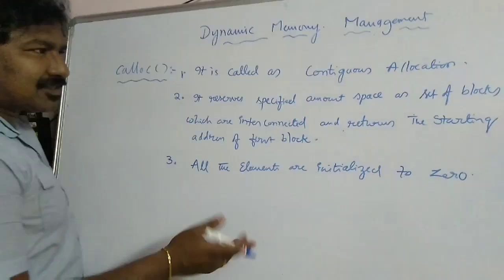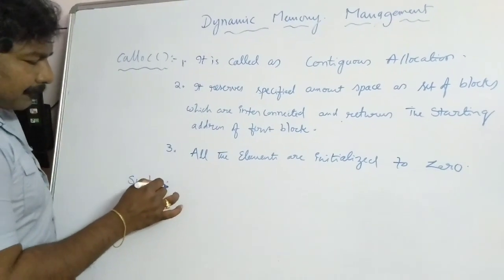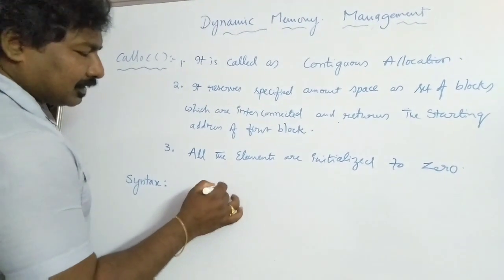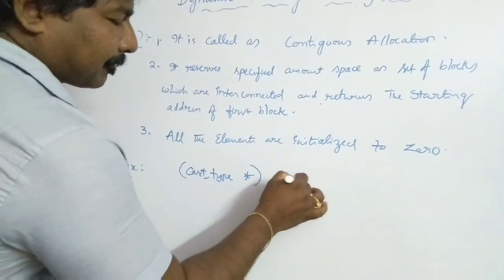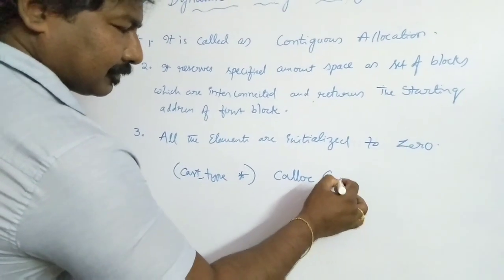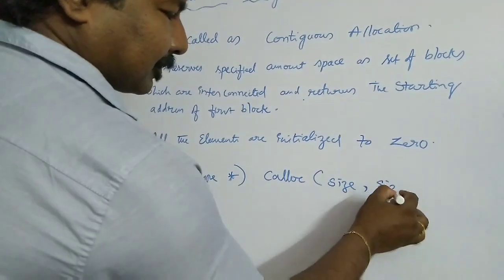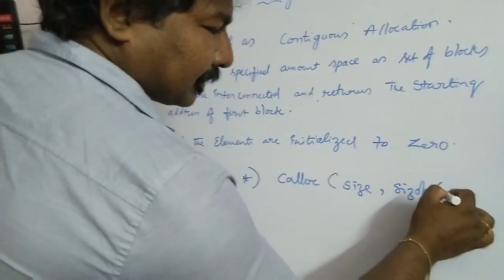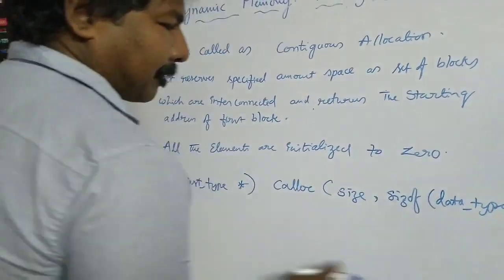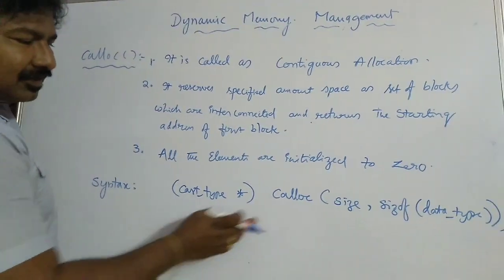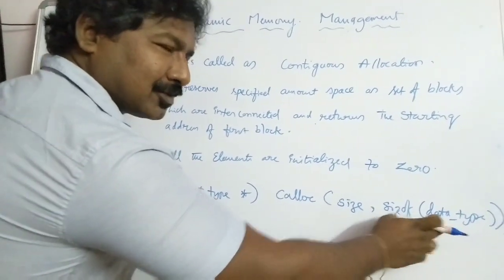Now I'll show you the syntax for the calloc function. Syntax: cast type star, calloc, size comma, size of data type. Friends, here you can clearly see that the calloc function is taking two parameters. One is the size of the array and the other is the size of the data type.